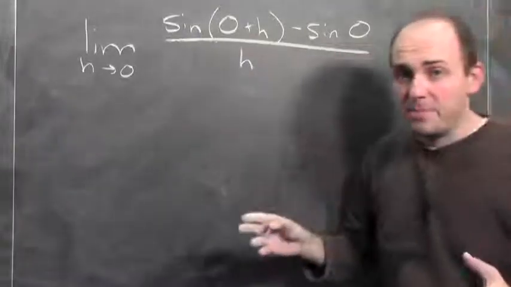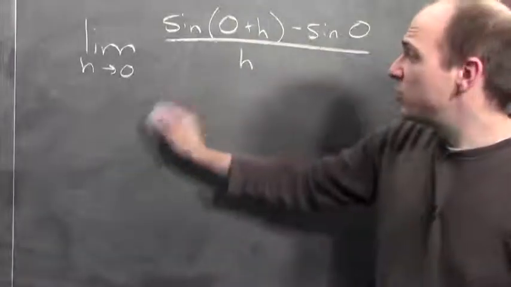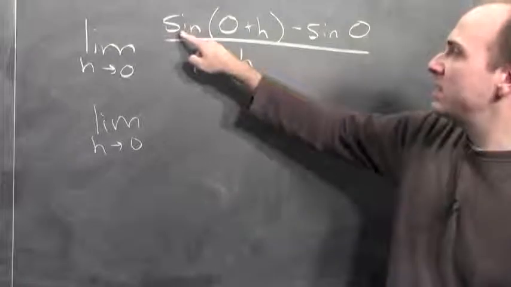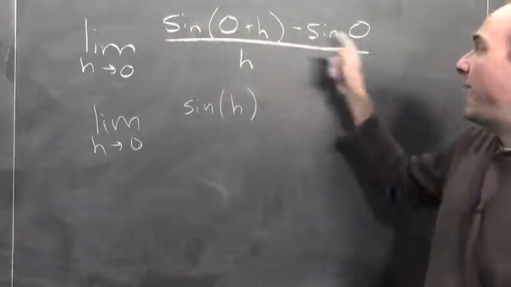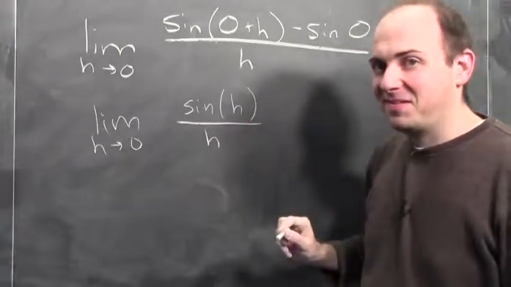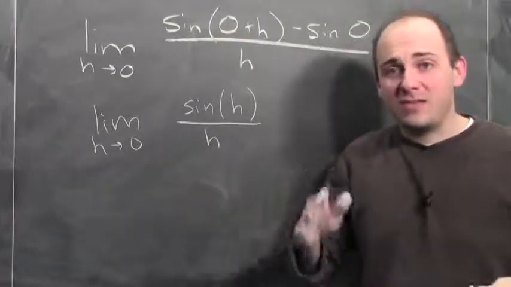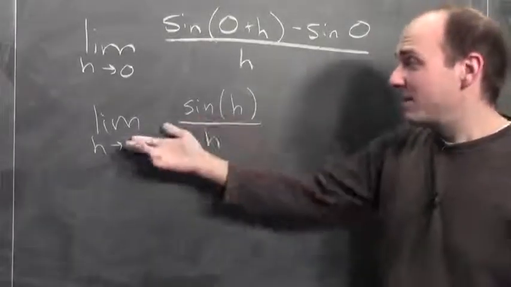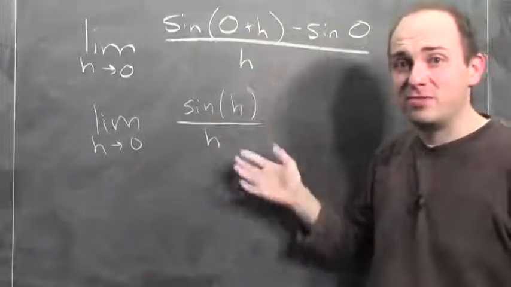Sine of 0 is just 0. So calculating this limit, which is calculating the derivative of sine at 0, it's really the same as calculating the limit as h goes to 0 of sine 0 plus h, that's just sine h, minus 0 over h. Now, what just happened? I wanted to calculate the derivative of sine at 0. And to calculate the derivative of sine at 0 is really the same as calculating the limit as h goes to 0 of sine h over h. It's the definition of derivative.